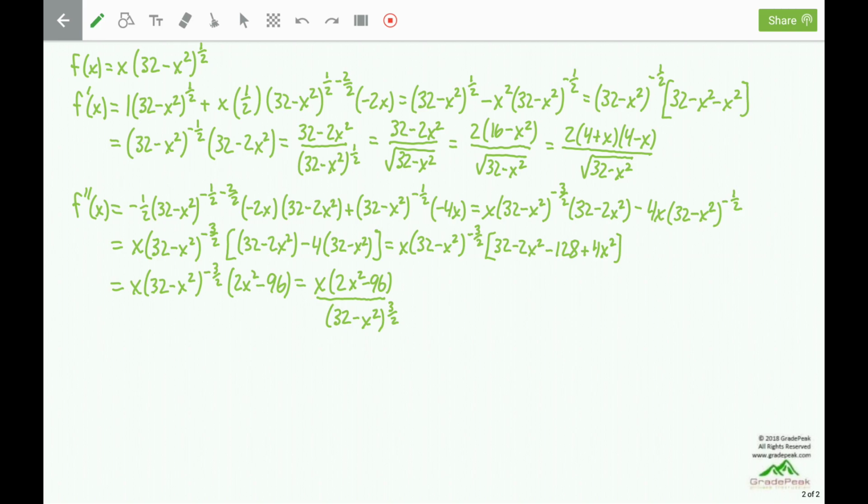We want to fully factor the second derivative. There's a common factor of 2 in the numerator. We can factor it out with the x, and that will leave behind x squared minus 48. We'll leave the denominator alone.